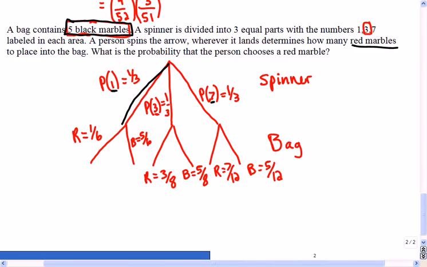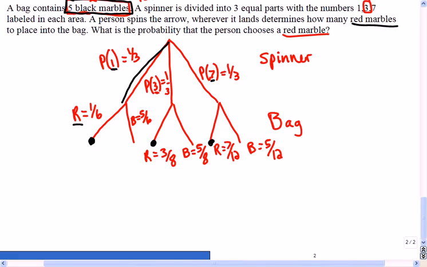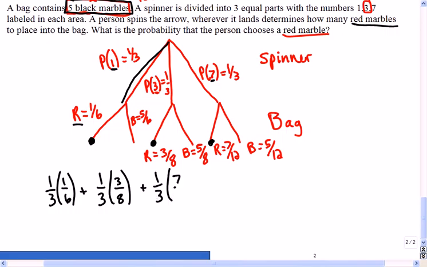So now we're going to follow this down. What's the probability that I choose a red marble? Well, that means I landed on this branch here because I pulled out red, or I landed on this branch, or I landed on this branch. So let's take a look at what those could be. If I follow that branch, I have 1/3 times 1/6 plus 1/3 times 3/8 plus 1/3 times 7 out of 12. And if we add all this up, we get 0.375, 37.5%, or 3 out of 8.